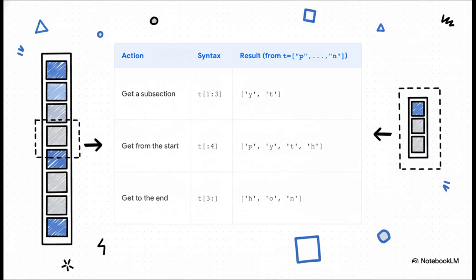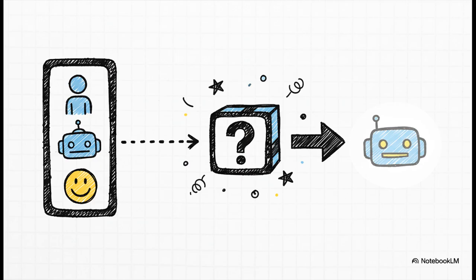To get the items from index 1 up to, but not including, index 3, you just write T[1:3]. You can even leave out the first number to start from the beginning, or leave out the last one to go all the way to the end. So much cleaner. And lists play really well with other parts of Python. Say you're building a game and you need to pick a random player from a list of names. Well, you can just import the choice function from the random module, give it your list, and it'll hand you back a random item. It's a simple thing that unlocks a ton of possibilities.